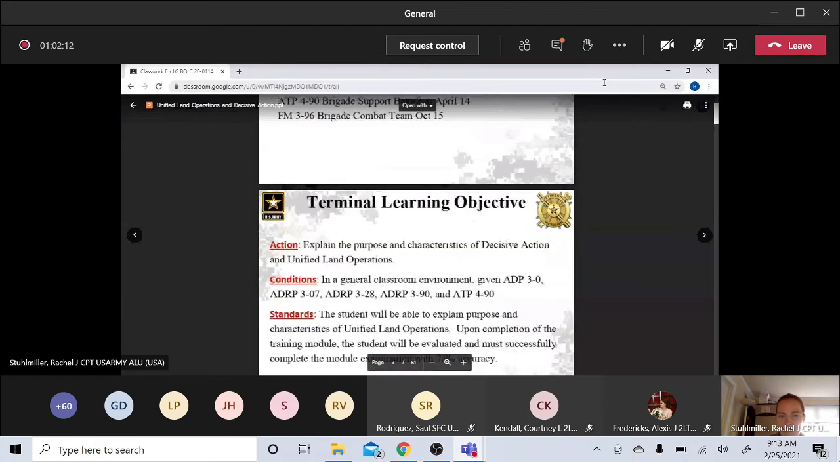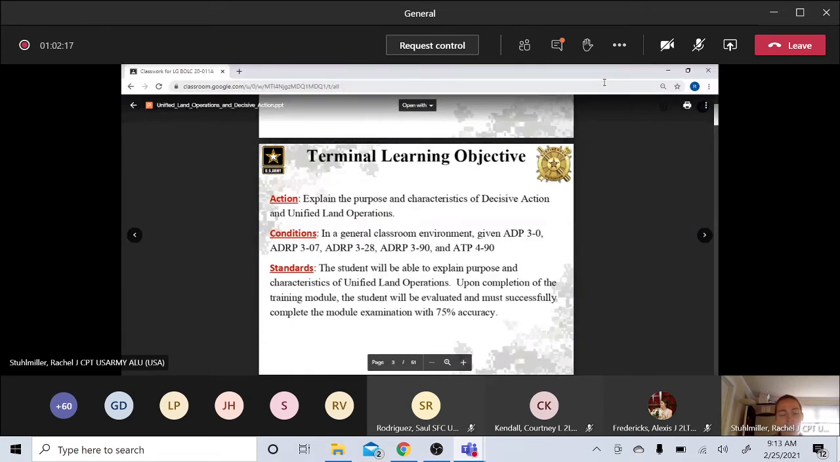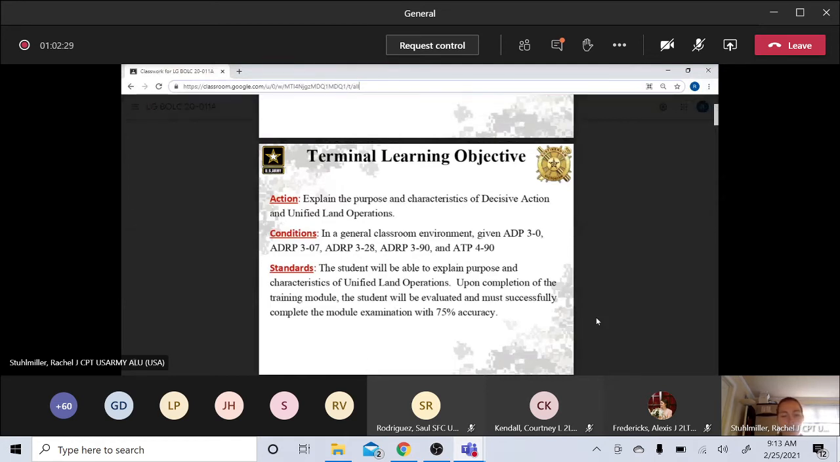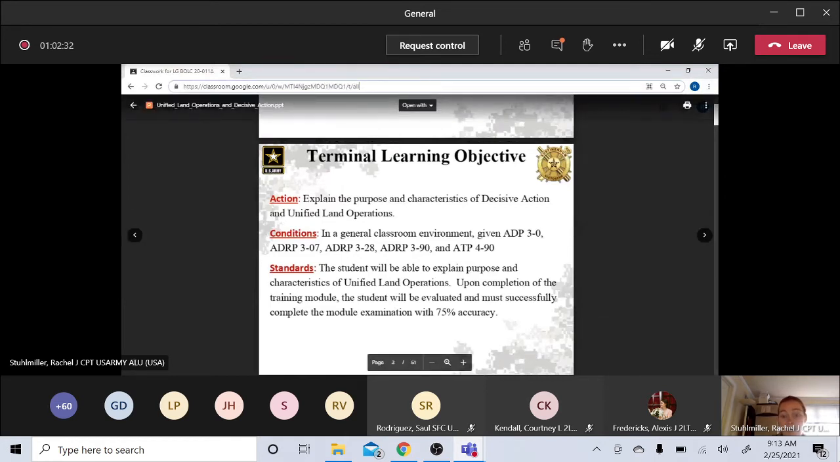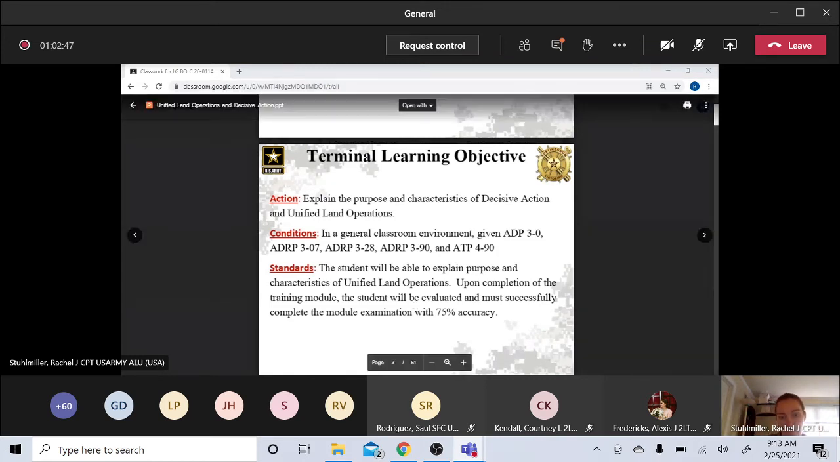So that's one thing that I find interesting here, and why I like the chart so much, especially when it says, explain the purpose and characteristics of decisive action and unified land operations. In the beginning, I found that a lot of students struggled with viewing those two. It was more confusing to them because they viewed them together, just because of the way it was written. So that's why I changed the way I taught it to start with the chart, because then I found it helped place it for them, so you guys can see how everything fits together.